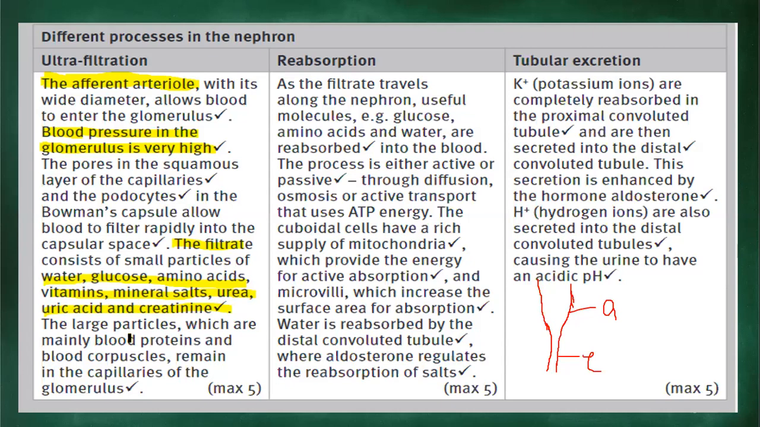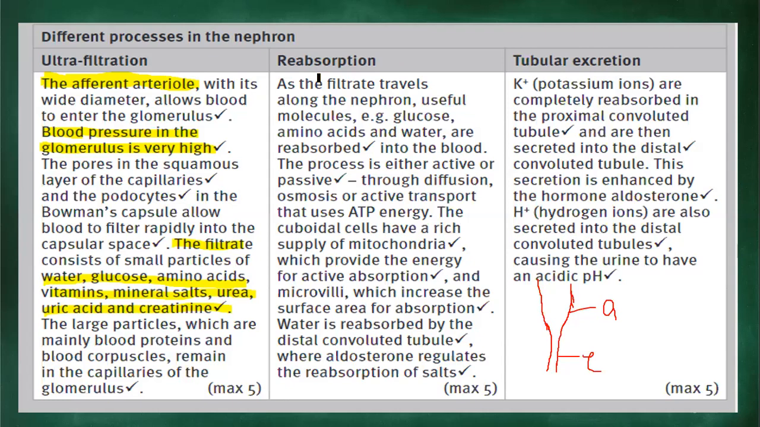The large particles, which are mainly blood proteins and blood corpuscles, will remain in the capillaries of the glomerulus. So what will be filtered is this, but in the capillaries of the glomerulus will be the blood proteins and corpuscles because they are large particles. So that's the process of ultrafiltration. The next one after that is reabsorption.